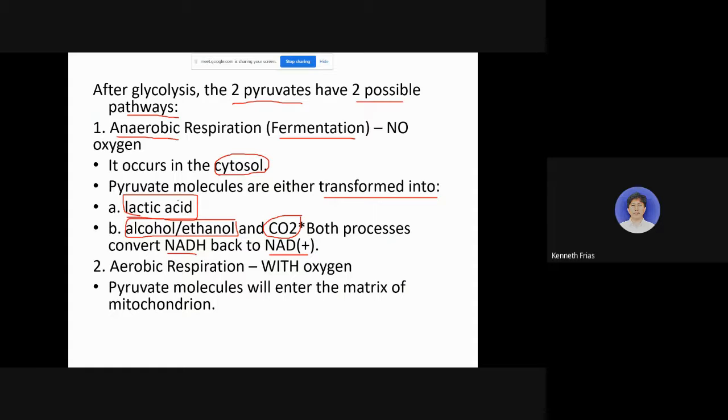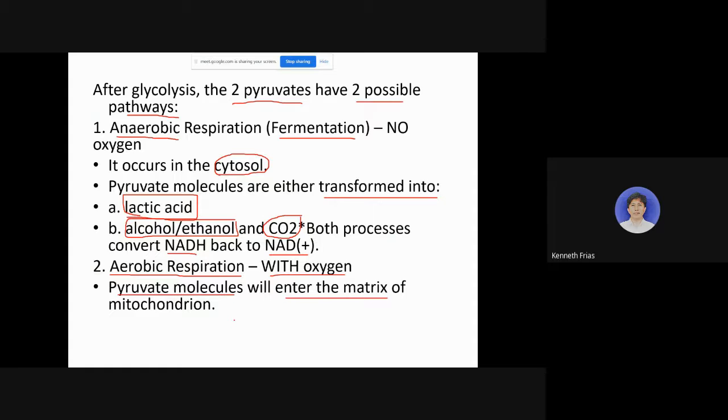But in the presence of oxygen, aerobic respiration will happen after glycolysis. So this is with oxygen. The pyruvate molecules will then enter the matrix of the mitochondrion. So let us assume that there's a presence of oxygen, and we'll proceed to aerobic respiration. But remember, glycolysis is the starting point of respiration, whether it's anaerobic or aerobic.